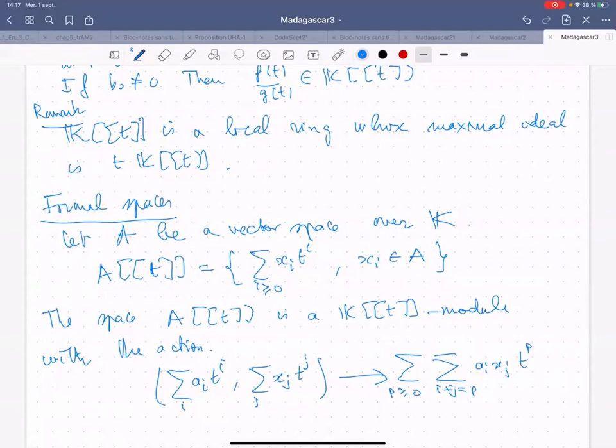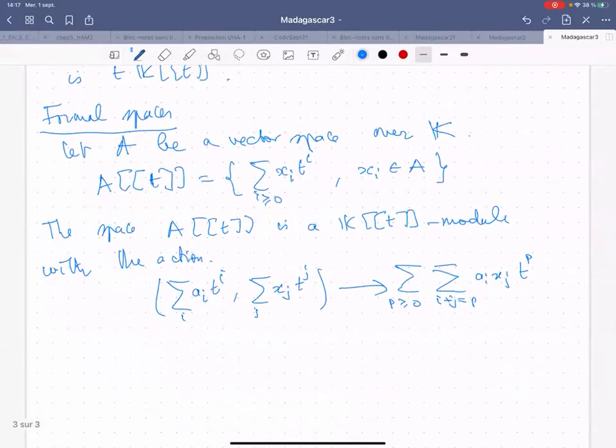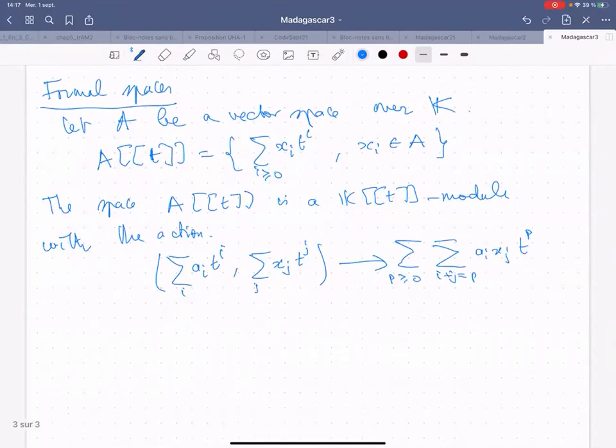And this action endows A[[t]] with a K[[t]]-module structure. We started with the field K and we had this vector space A, and we changed this base field K into a ring K[[t]], and then we get A[[t]] being now a K[[t]]-module. Some observations now. What about A? In A[[t]], A is a submodule of A[[t]].